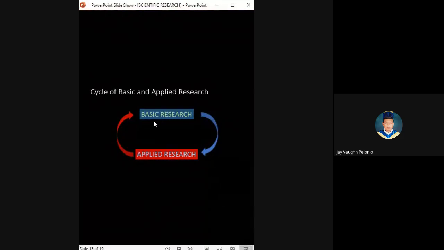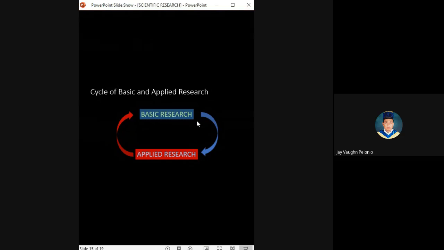Let's say the researcher conducted a phytochemical analysis on malunggay. So the researcher wanted to know the nutrients or the components of malunggay. Basic research. They wanted to know. Applied research, they applied their knowledge in basic research.